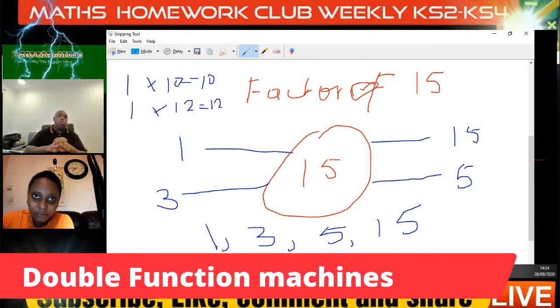So in your own words, Denzel, tell me what are factors. The factors of any number can go into another number without leaving a remainder. So factors are any numbers that can go into another number without leaving a remainder. Okay? Right, so we're going to practice this. It was a good session, double function, and we did percentage 25%.